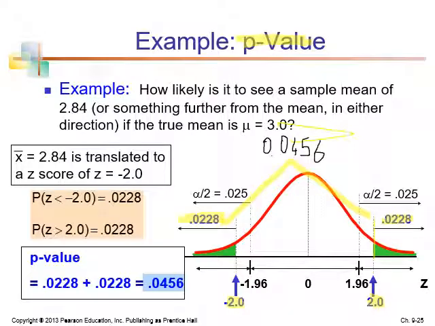Now, if alpha is 0.05, we reject H0 because this number is less than alpha. If alpha is 0.1, we also reject H0. But if we had chosen alpha to be 0.01, then we wouldn't reject H0. So the idea is that whether you reject the hypothesis or not depends on which alpha you have chosen.